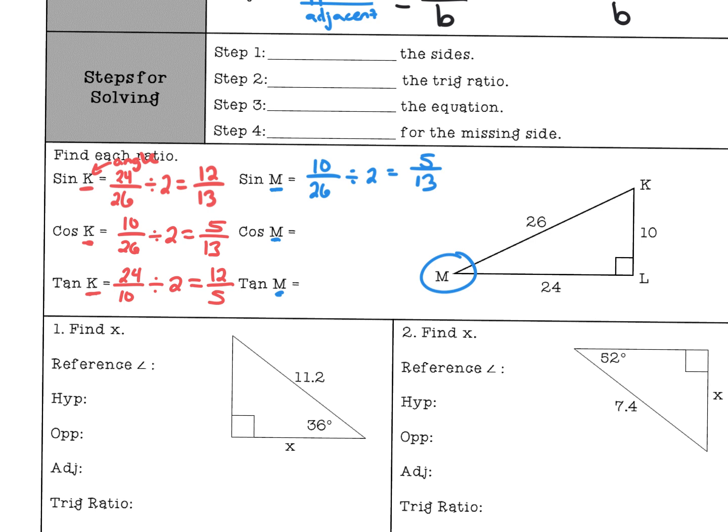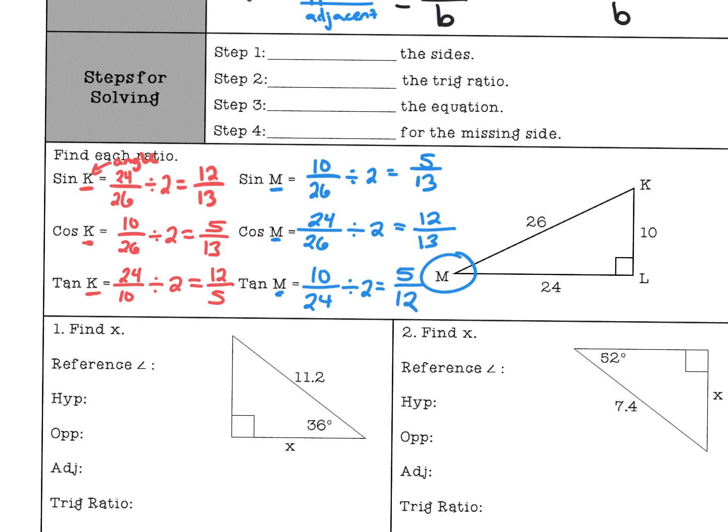What about cosine of M? What's cosine's ratio? Adjacent over hypotenuse. What's adjacent to M? 24. Yep, and the hypotenuse? 26. Divide both of those by 2, you get 12 over 13. And last one, what's tangent's ratio? Opposite over adjacent. In this case, it's 10 over 24. Divide both of those by 2, you get 5 over 12.